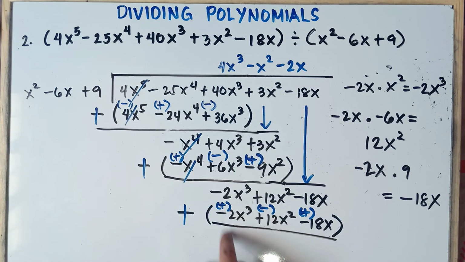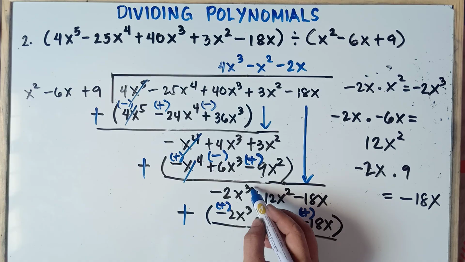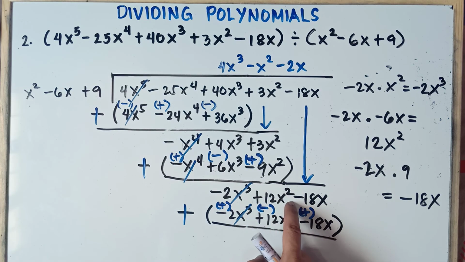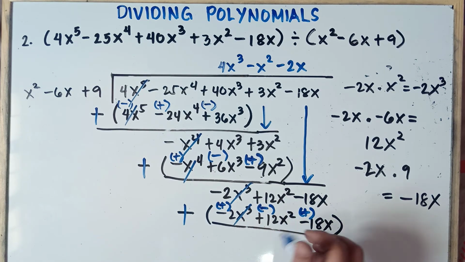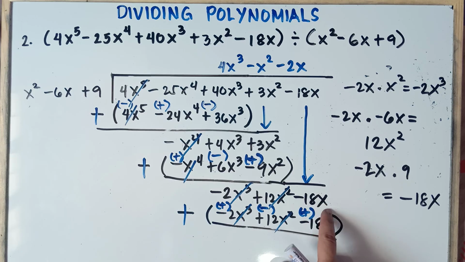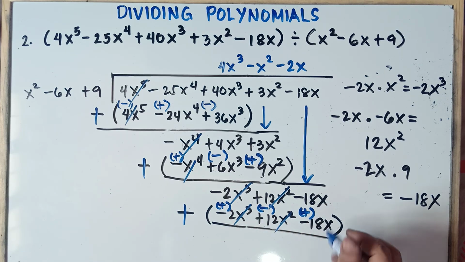Alright, and then combine this one. Negative 2x cubed plus 2x cubed, so we can cancel this out. 12x squared minus 12x squared, we can cancel this out. Negative 18x plus positive 18x, we can cancel this out. And that would be 0.